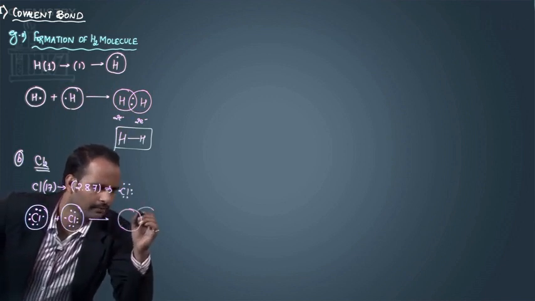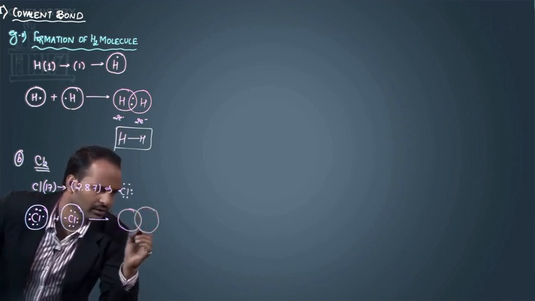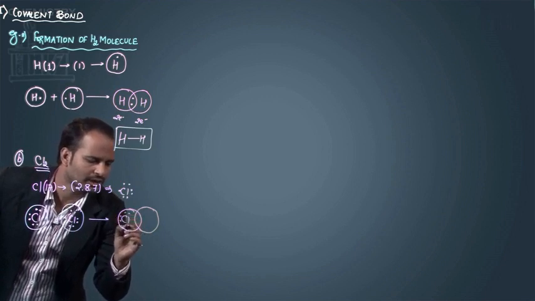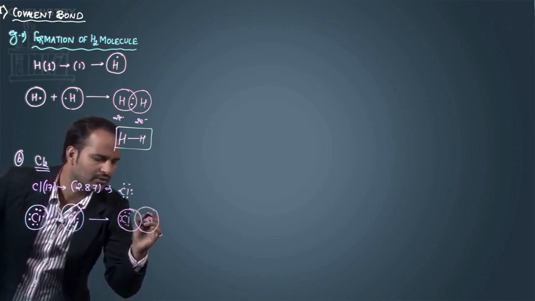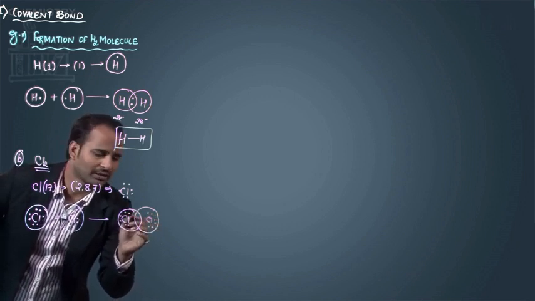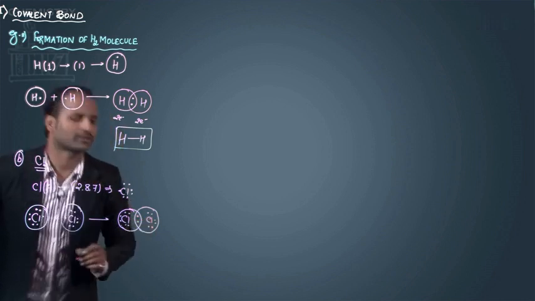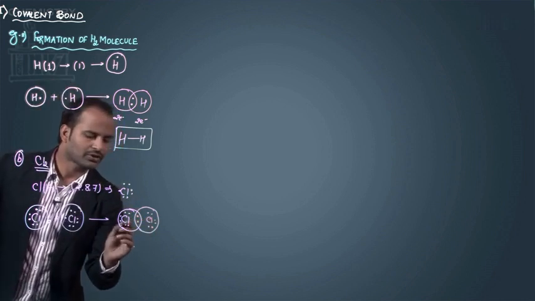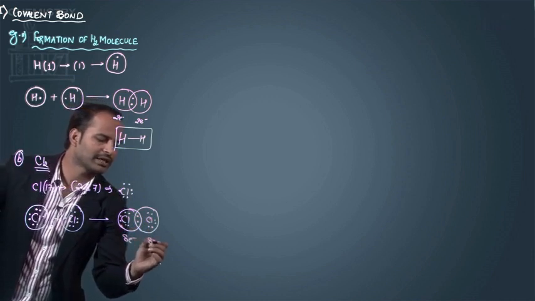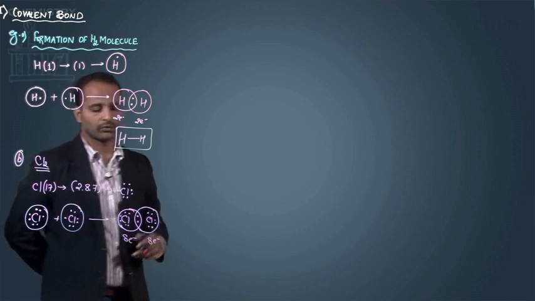First chlorine, and this is the second chlorine. This chlorine had 7 electrons and this chlorine also had 7 electrons, but now since they are sharing, this chlorine will share 1 electron and this will also share 1 electron. So I can say that the first chlorine has 8 electrons. Similarly, the second chlorine also has 8 electrons in the outermost orbit.